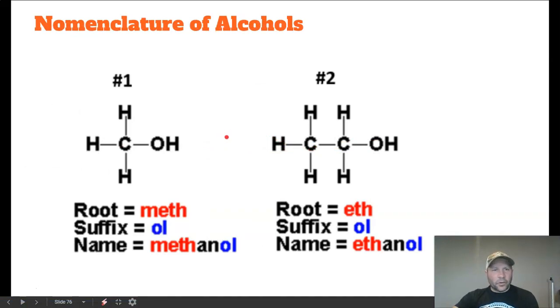Here we go. Nomenclature of alcohols. Of course the root is how many carbons there are, and the end is always -ol, like I showed you there. So this one is called methane, so we call this methanol. It's also called methyl alcohol, but we're going to call it methanol. And this guy right here has two carbons, so that's an ethyl group coming off of it. So that's ethanol, because it's got the hydroxyl group coming off. That's how you name these alcohols. It's not too bad, not too crazy.